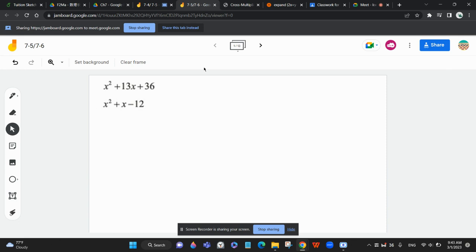Yeah, so this one you can try to solve. It is about factorizing the polynomial of the form. I mean, this is still in the part of 7-5 that we factorize the polynomial in the form x squared plus bx plus c.